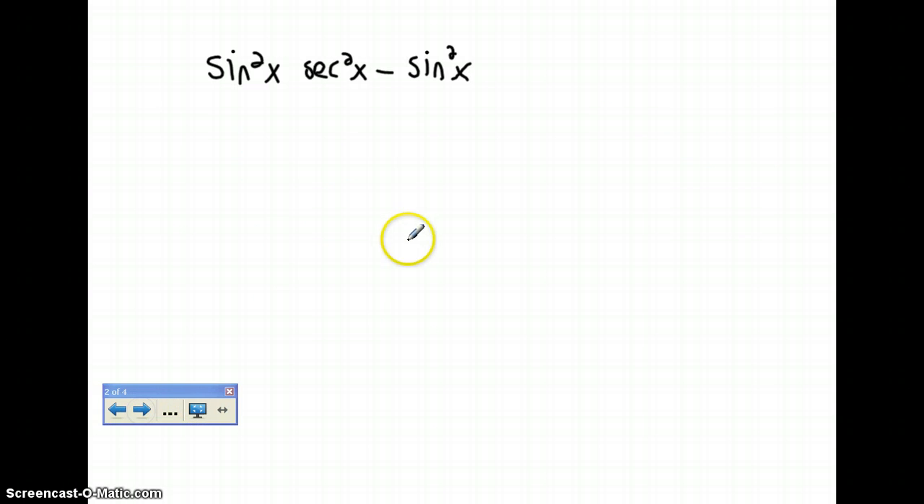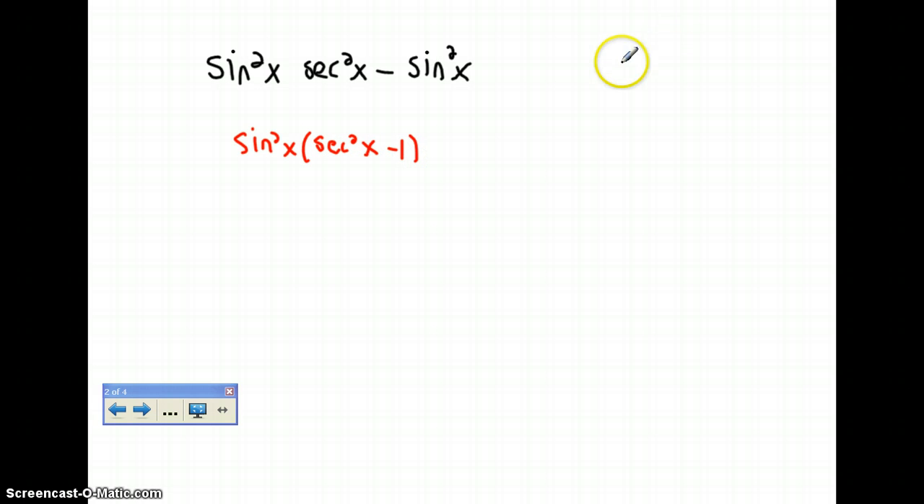Let's look at a couple more. This is the same basic idea. I have sine squared times secant squared minus sine squared. Both of these have the same thing in common again, so I'm going to factor out a sine squared from both of them. And I'm left with secant squared x minus 1.